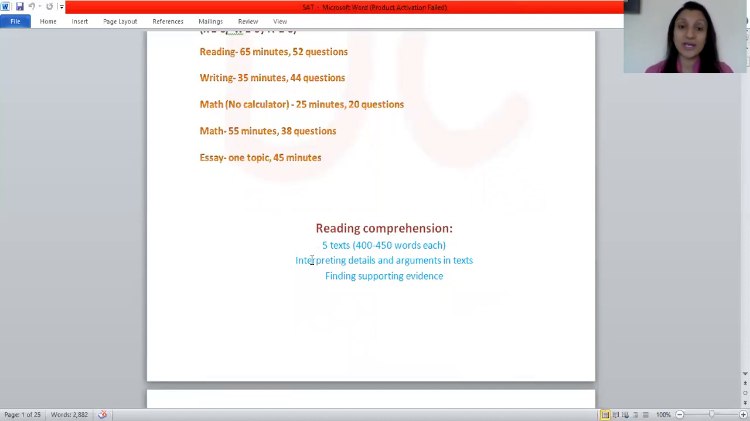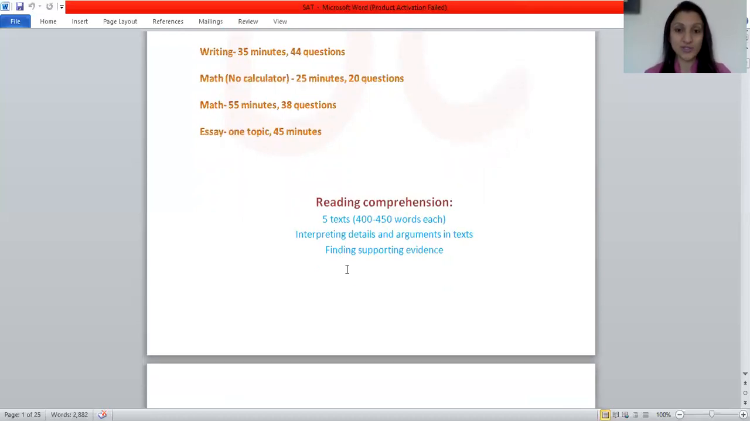Then the question types that you see, or what the SAT wants you to do while you read, is to interpret the details and the arguments in the text. So this particular part asks what does it mean, or how is this defined. We have various question types, but we'll discuss them later in another video. Then you have finding supporting evidence, which means that for a particular question, if you've chosen the answer as, let's say, option C, why did you say so? Where is the evidence? Where did you find it in the passage? So these are the two things that you are supposed to do in the reading comprehension section.